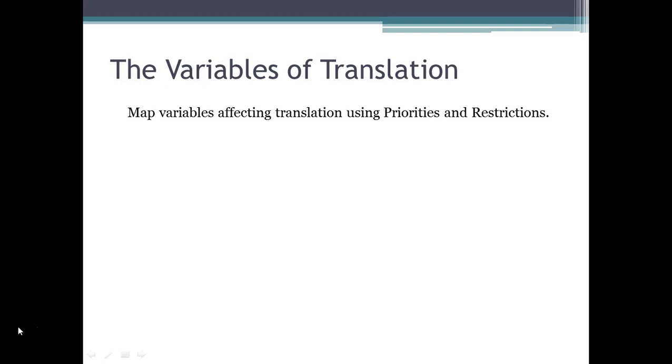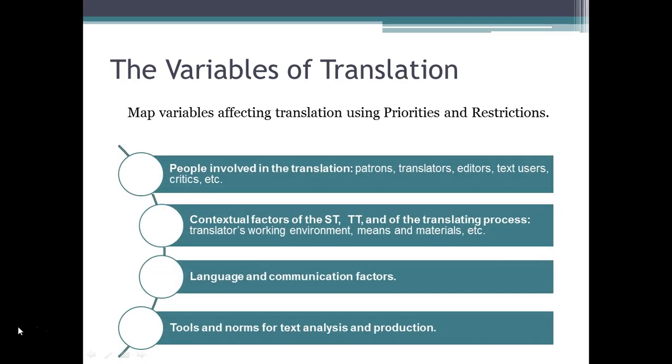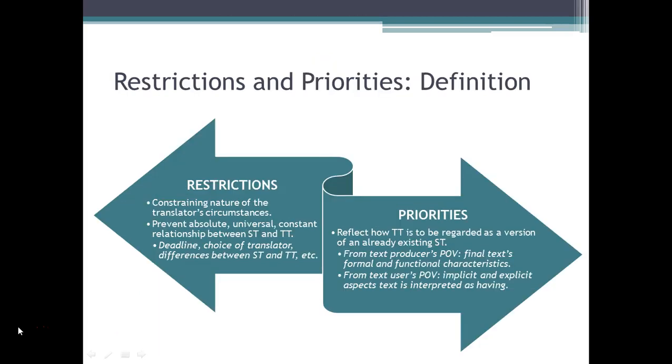There are several variables which affect translation, and we can use priorities and restrictions to map them. Broadly, these are the people involved in the translation, the contextual factors of the source text, the target text, and of the translating process, language and communication factors, and tools and norms for text analysis and production.